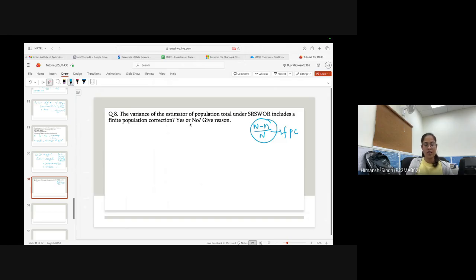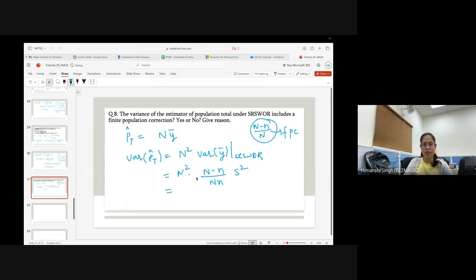Whether this statement is correct or not, first of all let me show you. It is asking about the variance of the estimator of population total. What is the estimator of population total? That is PT hat, which we have discussed is N into y bar. Now the variance of PT hat is N square variance of y bar, and they want it under SRSWOR. Since we have calculated it already, in without replacement this is N minus n upon N into s square by n.